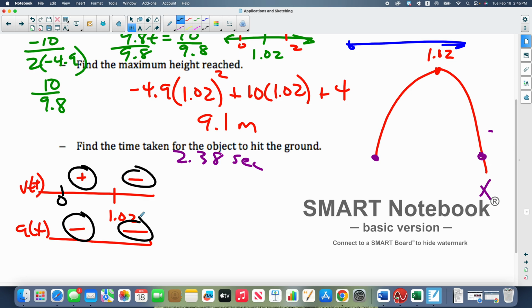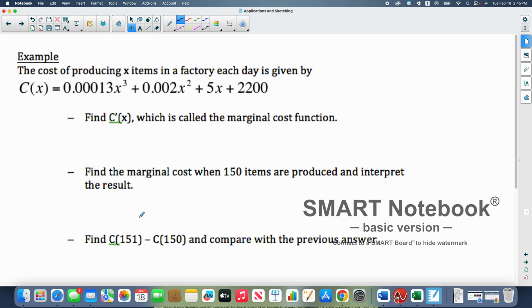All right. Let's go to another one. Give you a chance to take a look at this one. On this one, it says the cost of producing X items in a factory each day is given by this cost function right here.